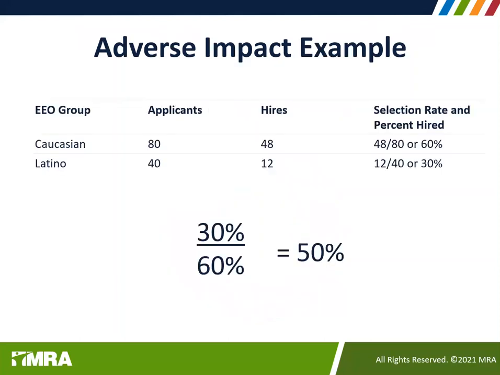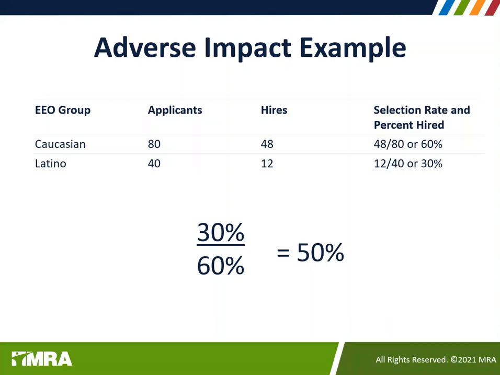In this example, we have 80 Caucasian and 40 Latino applicants, of which 48 Caucasians are hired and 12 Latinos. Is there possible adverse impact against Latinos in our selection process? To answer this question, we'll calculate the adverse impact rate. Following the four-step process, we'll first calculate the selection rate for each category. The selection rate for Caucasians is 48 hires divided by 80 applicants, which yields 60%. The selection rate for Latinos is 12 hires divided by 40 applicants, which yields 30%.